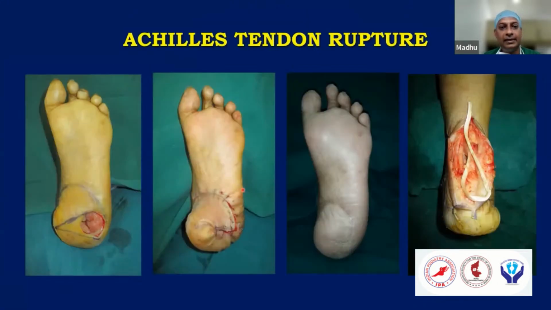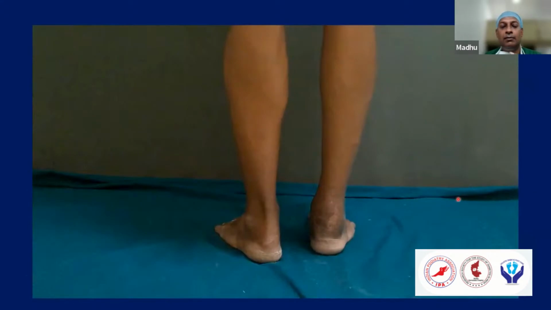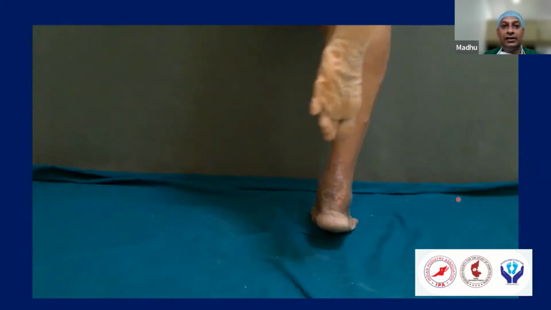So if the Achilles tendon is lost, if there is a big gap, you need to do a reconstruction. If there is a small gap, you can do a primary repair. If there is a very big gap or a loss of enthesis, then you need to recreate the enthesis with a tendon transfer like an FHL transfer. But in all of these, do these patients really get back their load bearing capacity? Yes, this was a patient who underwent an FHL transfer.